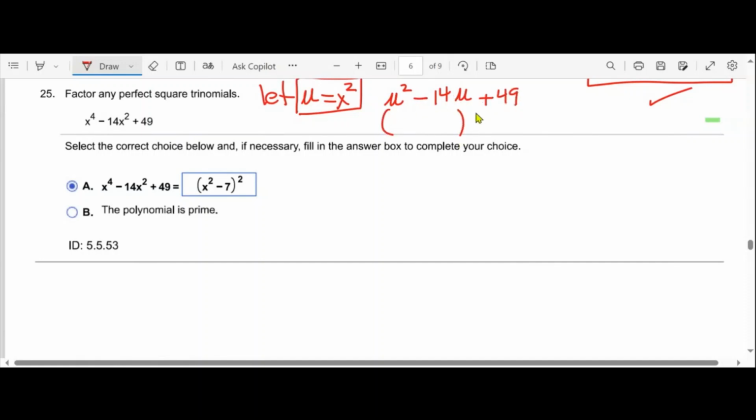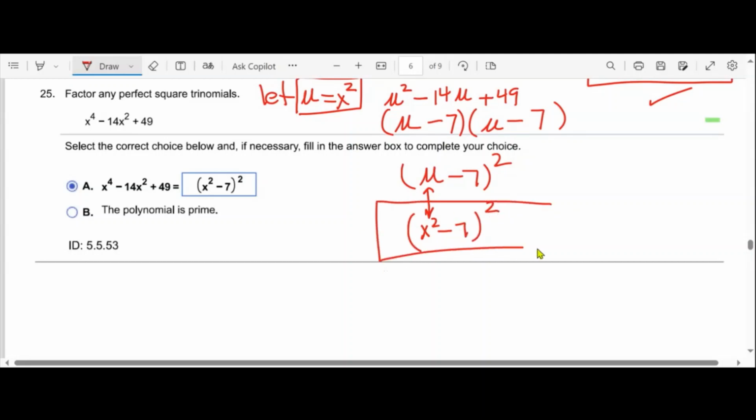It is (u minus 7) squared. Why? Because 7 and 7 are both negative, and in the end 2 times 7 is 14, and 7 times 7 is 49, so there is only this solution. So since both of them are the same, u minus 7 gives you (u minus 7) squared. Now I have to convert u to what? X squared, right? Yes. That's it. Easy, Khalid? Yes.